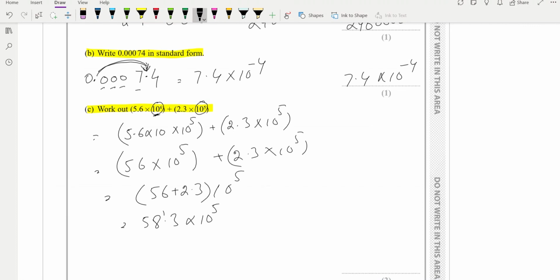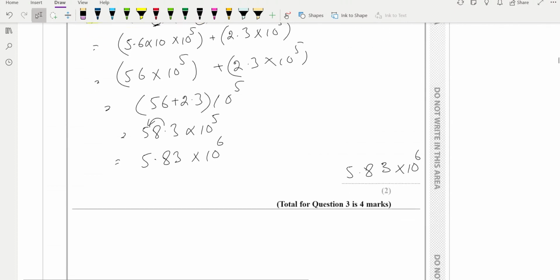Now we can move the decimal to the left for the standard form, so it will be 5.83 times 10 raised to the power 6. 1 we will add because we shifted the decimal to the left, so it will be positive. So our final answer will be 5.83 times 10 raised to 6. Hopefully you are understanding each and everything.